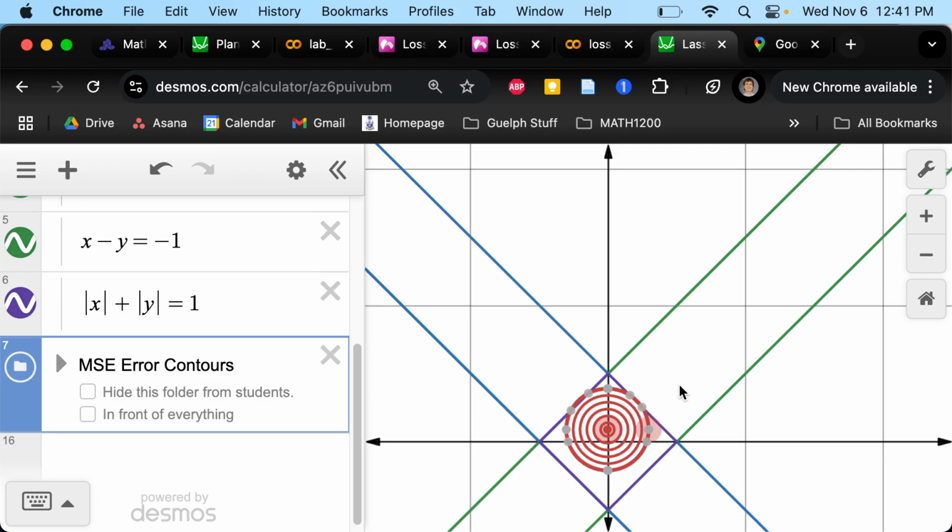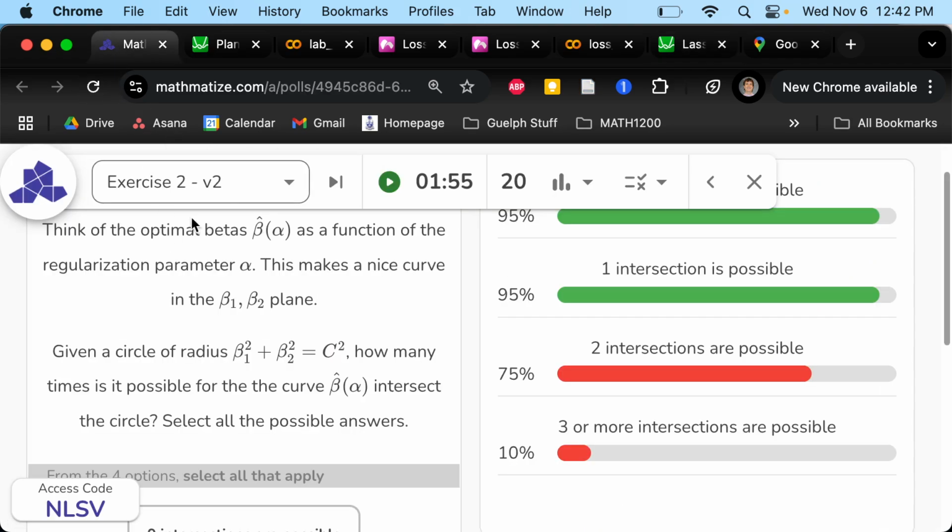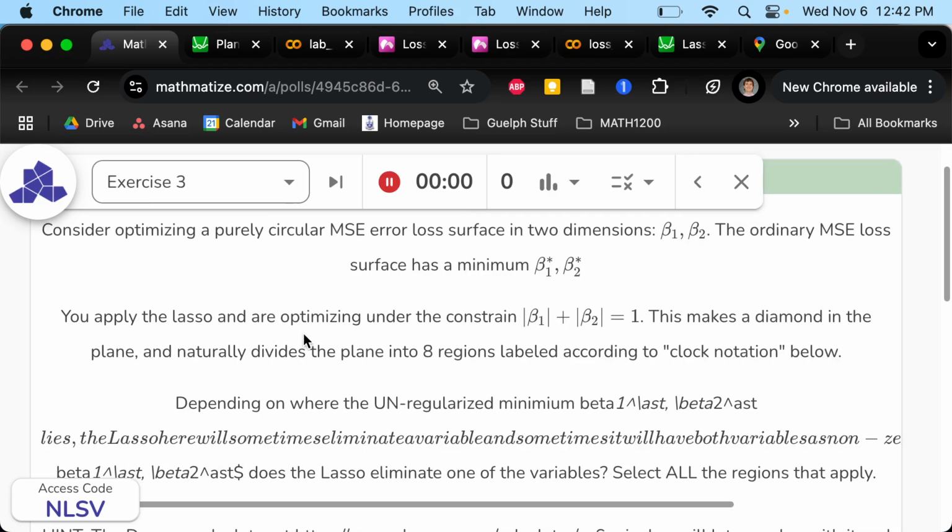Yeah. Given the center of the circles, you might have the case where the lasso has no 0 coefficient. That's exactly right. Depending on where the circle is, you will have different cases where either you're getting a 0 coordinate or not, and that is exactly the next MathMatize question: which regions make it 0.